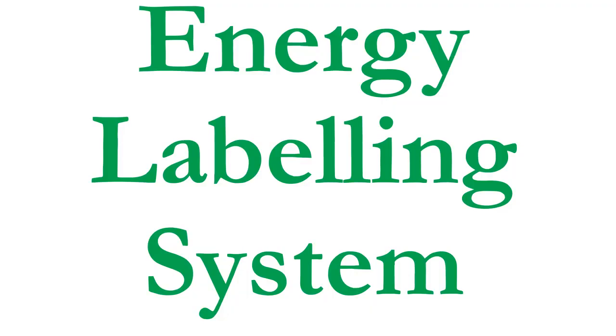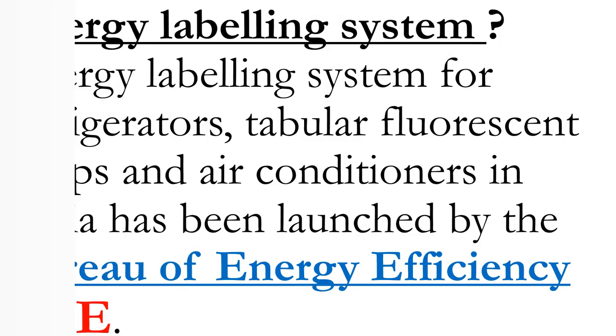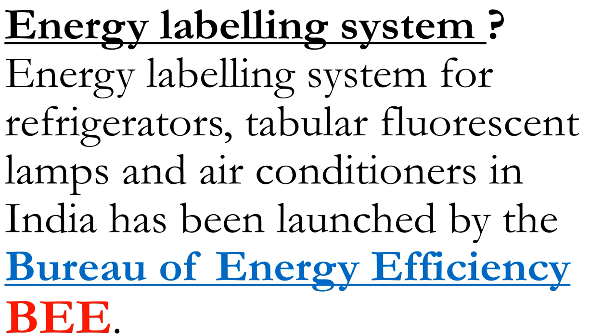Let's start our today's class with the first topic, energy labeling system. What is energy labeling system? Energy labeling system for refrigerators, tubular fluorescent lamps and air conditioners in India has been launched by the Bureau of Energy Efficiency, that is abbreviated as BEE.